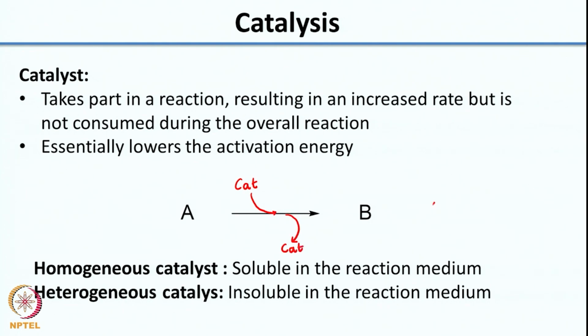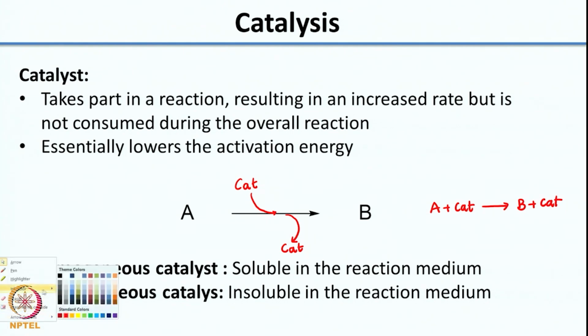So, you can also write it as A plus catalyst giving you B plus catalyst. So, this is another way of writing the overall reaction. Now, catalysts can be classified depending on how soluble they are in the reaction medium. A homogeneous catalyst is one which is soluble in the reaction medium. So, whenever you have a reaction where the catalyst dissolves in the reaction medium, that is a homogeneous catalyst. A heterogeneous catalyst is insoluble in the reaction medium.